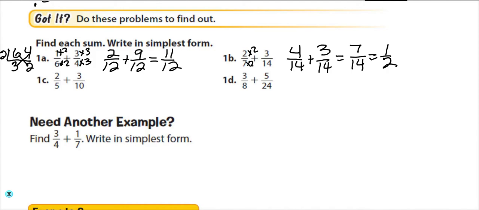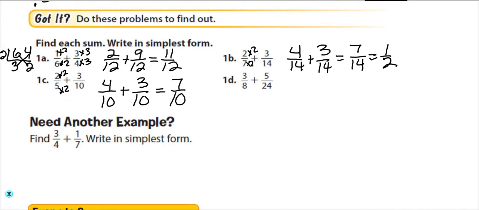Okay, let's look at 1c. Do they match? No, they don't match. Can I change the 5 to match the 10? Yes, I can. Same thing. I can multiply these by 2. So we're going to multiply by 2. 2 times 2 makes 4 over 10, and then plus 3 tenths. All right, so I have 4 tenths plus 3 tenths, and that's going to give me 7 tenths. That's in lowest terms, so we're good to go.